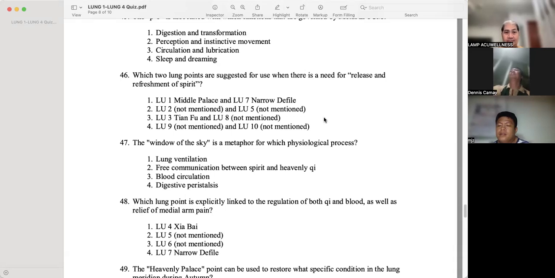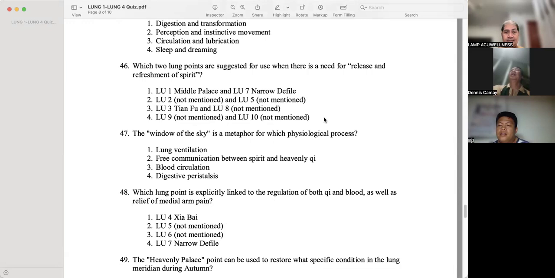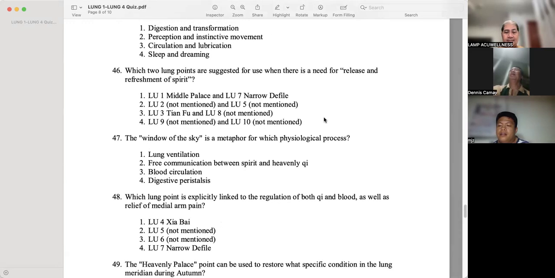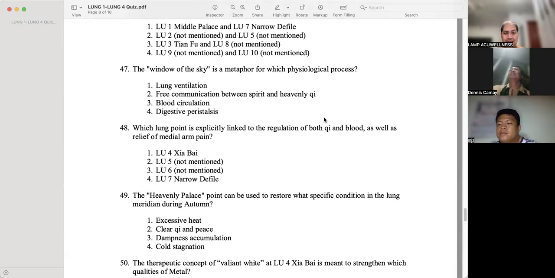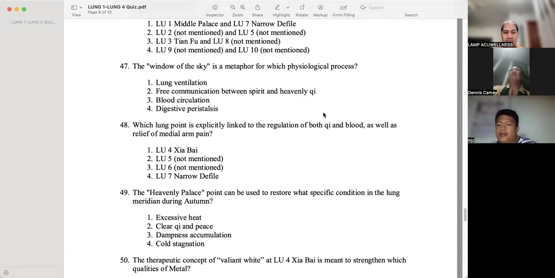Lung 1 middle palace and lung 7. The window of the sky is a metaphor for which physiological process? Free communication between spirit and heavenly chi.